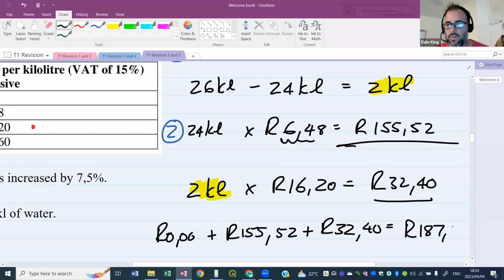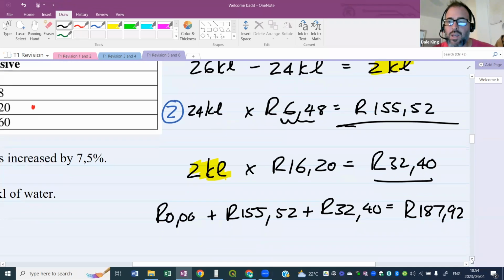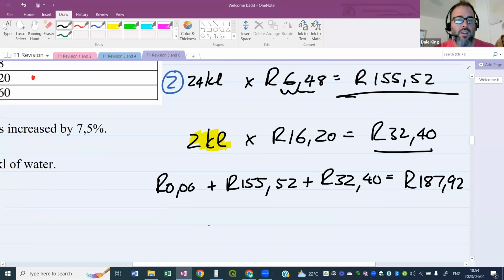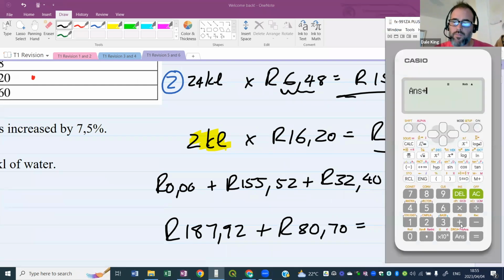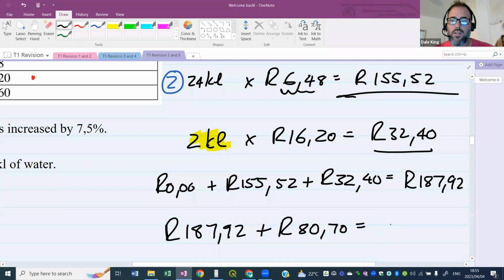Now I know what you guys are going to say. Teacher Dale, what about the fixed fee? Yes, we have to pay a fixed fee. We went over 6 kiloliters. We did 32 kiloliters, so we're way over. So we're going to add on the fixed fee. So 187.92 plus the 80 rand 70 gives me a grand total of 268.62. There we go.